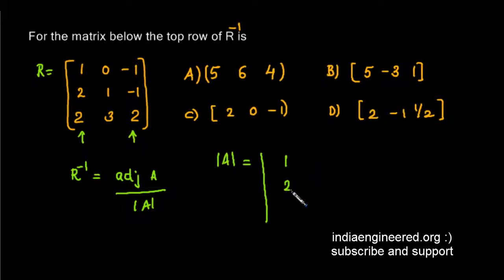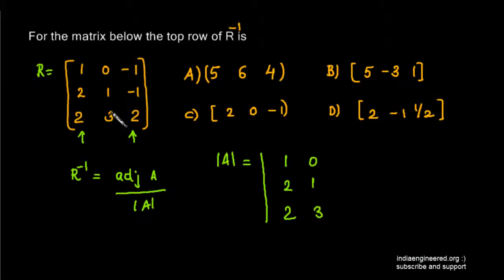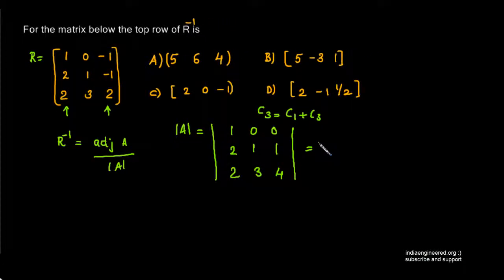We have the first column as it is, the second one also. Now I'm going to add C1 and C2 and C1 and C3, that is C3 equal to C1 plus C3. So we can add rows or columns without changing the value of the determinant. So we will obtain 0 here. Minus 1 plus 2, that is 1. 2 plus 2, that is 4. Now we can quickly solve this determinant. That will be 4 minus 3, that is 1.